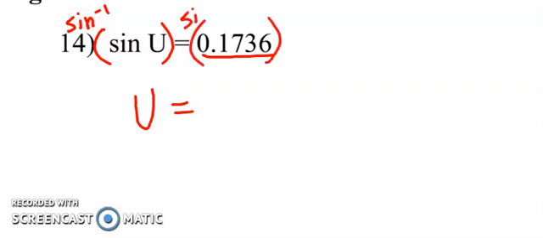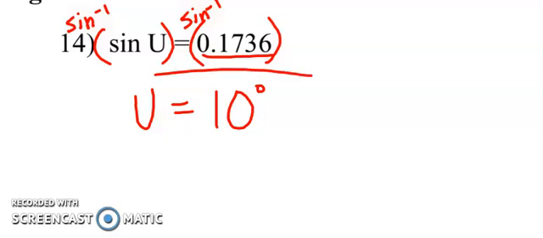So I'm going to take the inverse sine, or the arc sine, whatever you want to call it, of 0.1736. And I obviously don't have that memorized, so I'm going to use my calculator and plug in arc sine of 0.1736, and I get 9.997. In other words, really close to 10 degrees. I'm going to round to that 10 degrees, even though it's not exactly that.